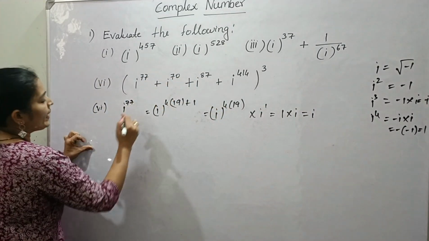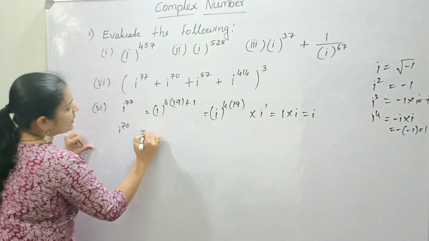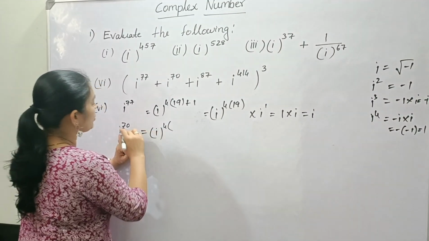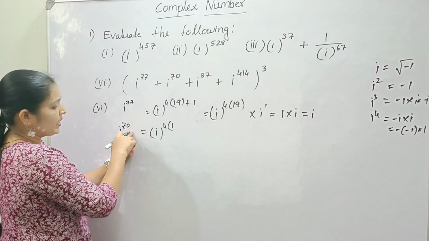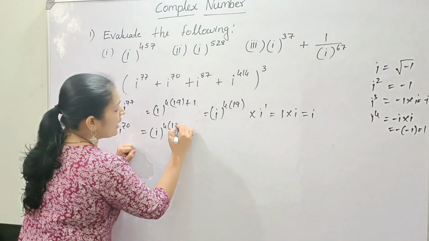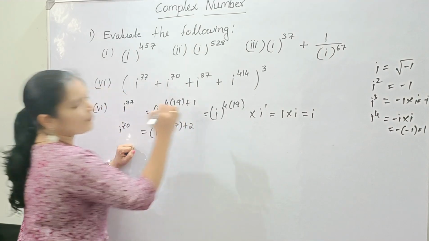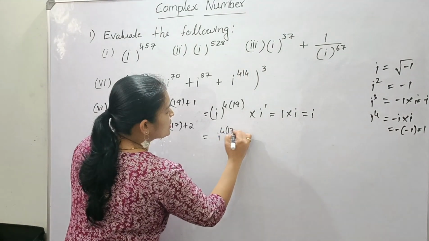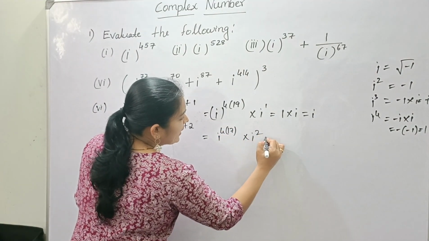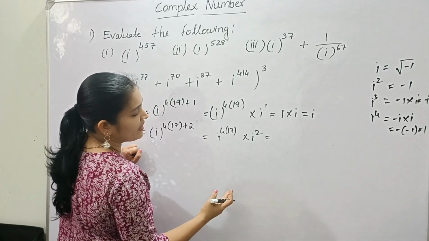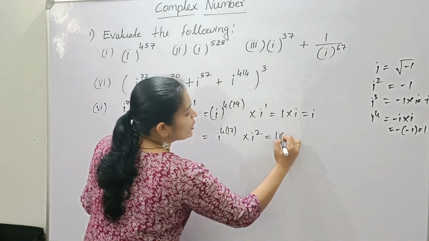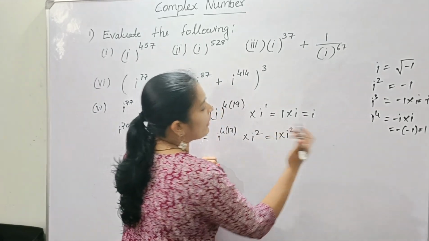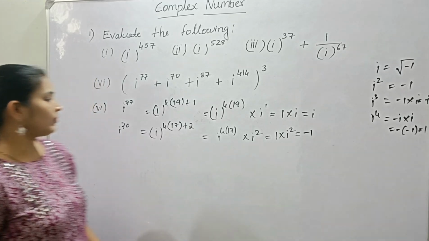Next one, i raised to 70. Here also divide by 4. So 4 ones are 4, remainder 3, 30. 4 sevens are 28. Remainder is 2. That is equal to i raised to 4 into 17 into i square. Here i raised to 4 into 17 is 1. So 1 into i square. i square is nothing but minus 1. So 1 into minus 1 is minus 1.